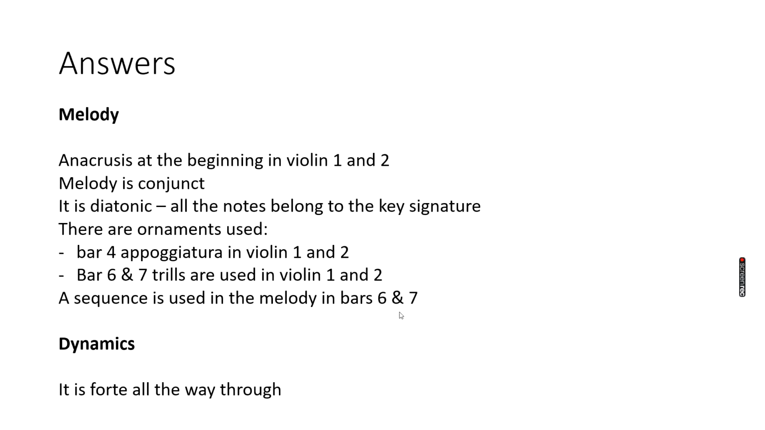Here are some of the answers you could have mentioned. There's an anacrusis in the beginning in violin 1 and 2. The melody is conjunct. It is diatonic, so it's only really notes that belong to that key signature. There are ornaments used, so in bar 4 we have an appoggiatura in violin 1 and 2. In bar 6 and 7 we have trills that are used in violin 1 and 2. And there is a sequence in the melody in bars 6 and 7. It's also worth noting that only violin 1 and 2 play the melody. In terms of dynamics, it's forte all the way through, so it's loud.